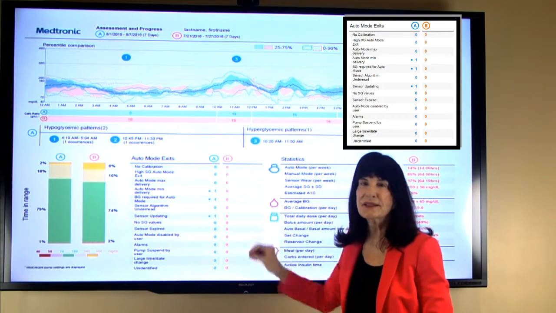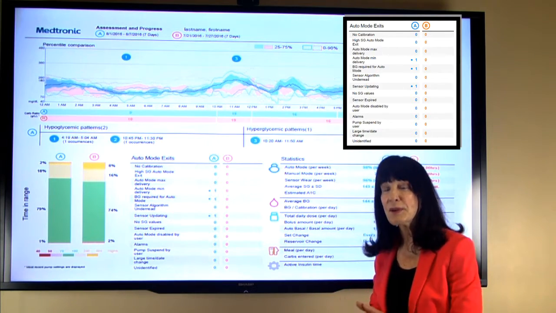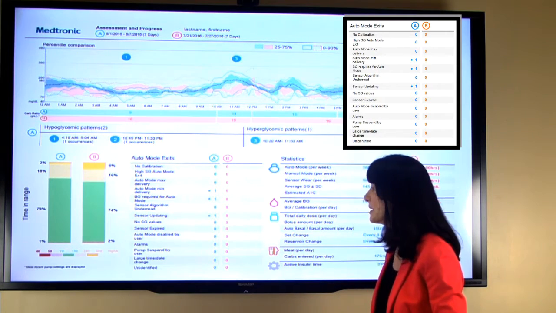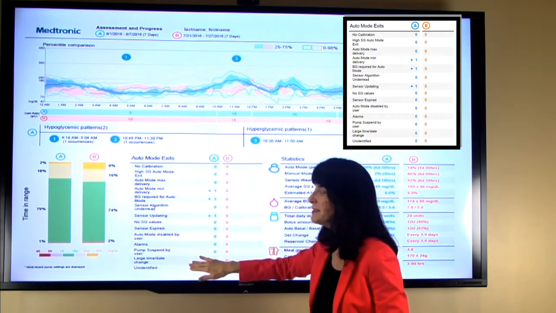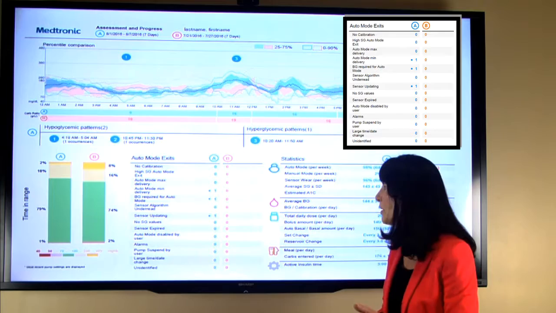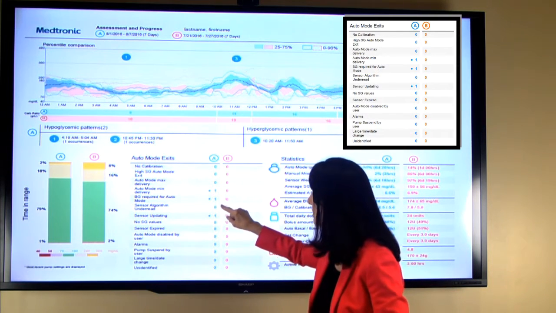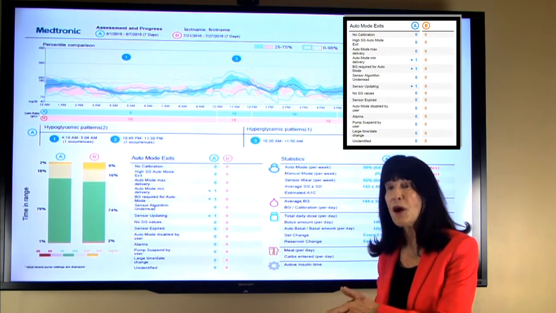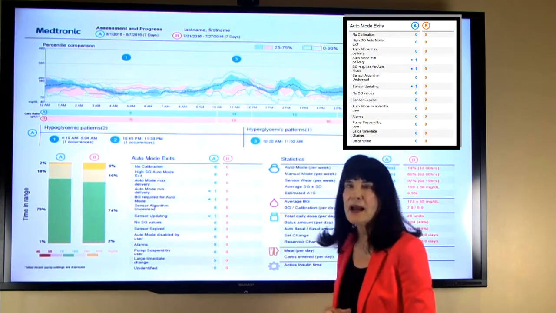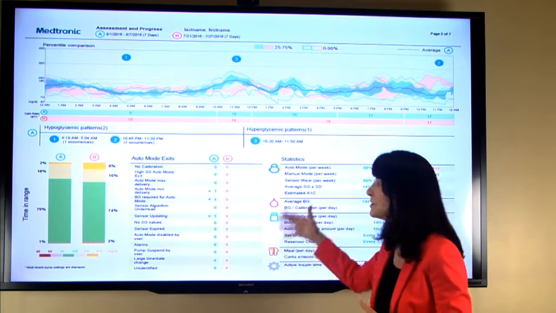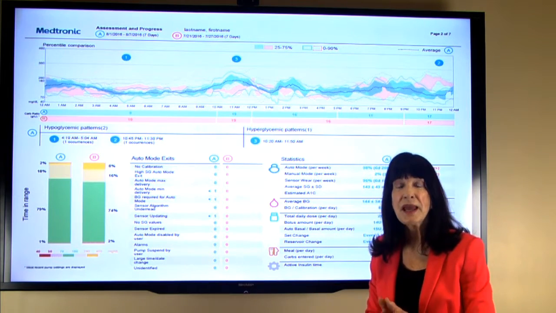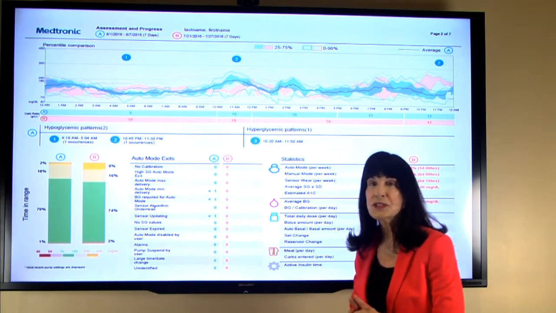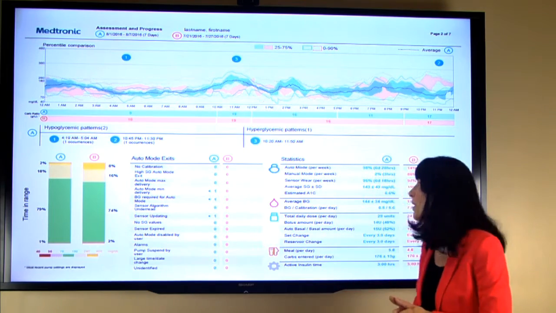Then this area I think is very critical for you to focus on in that it shows the auto mode exit. So why the system brought the patient out of auto mode, and it compares again the 2 time periods. Here's the listing of all the reasons somebody can be brought out of auto mode. And for example, for this they required a BG for auto mode, and it was not given by the patient. So some of this you can use to counsel the patient as to their behaviors, particularly their behaviors that will enable them to stay more time in auto mode.